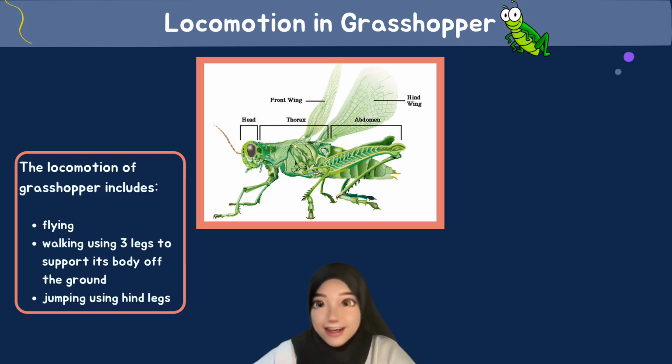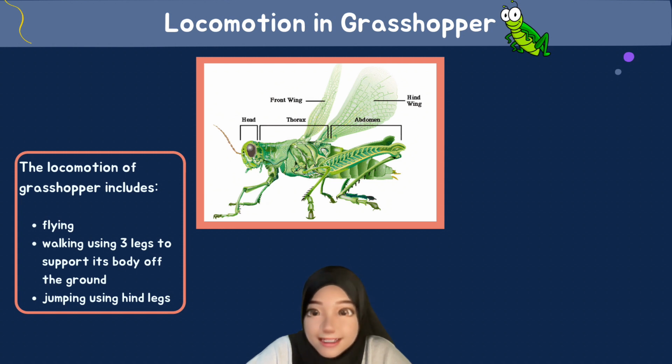Now let's take a look at the locomotion of grasshopper. Grasshopper is an example of an animal with an exoskeleton because it is an insect. You need to know that locomotion of grasshopper includes flying, walking using 3 legs to support its body off the ground, and jumping using hind legs. As you can see from the diagram here, the body of a grasshopper can be divided into head, thorax, and abdomen.